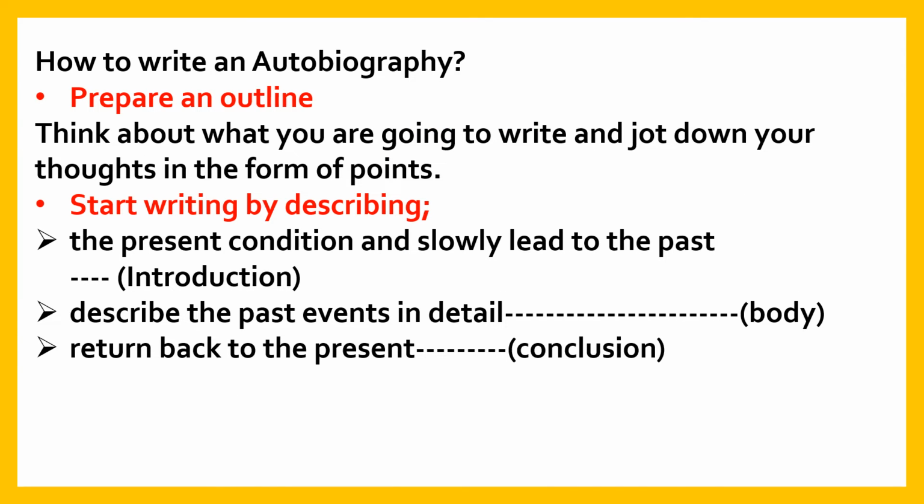How to write an autobiography? We can prepare an outline. Think about what you are going to write and jot down your thoughts in the form of points. These points will help you to elaborate the written matter of your story. Start writing by describing the present condition of the person writing and slowly lead it to the past. You can put that into the introduction. Then describe the past events in detail. And then in the conclusion, return back to the present.